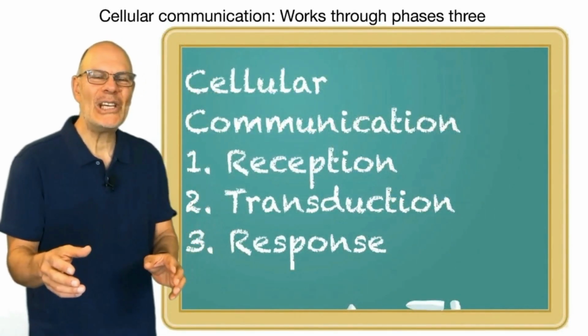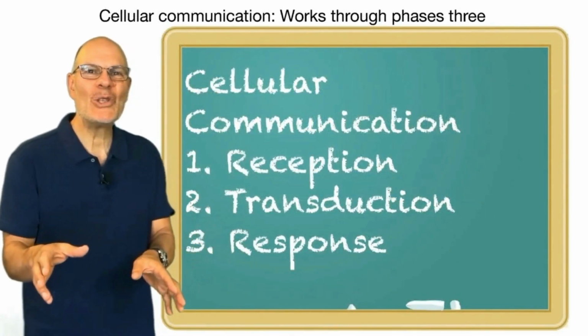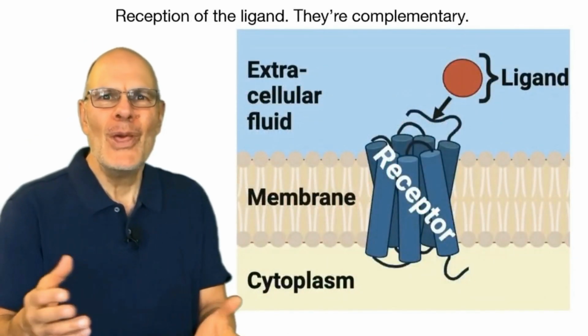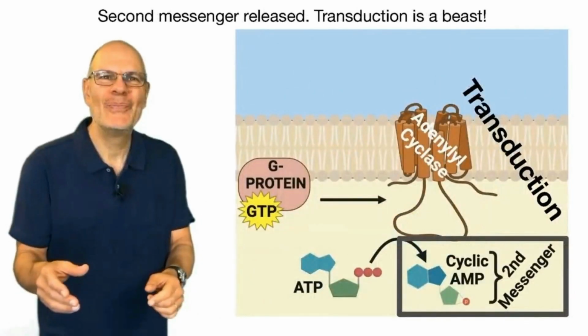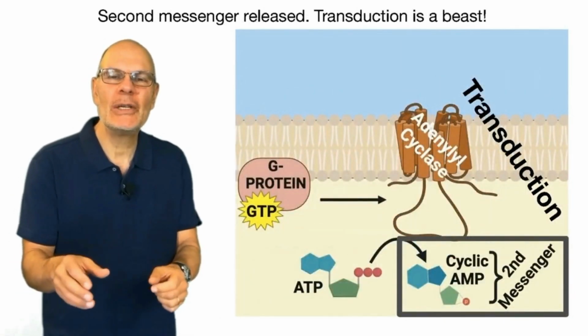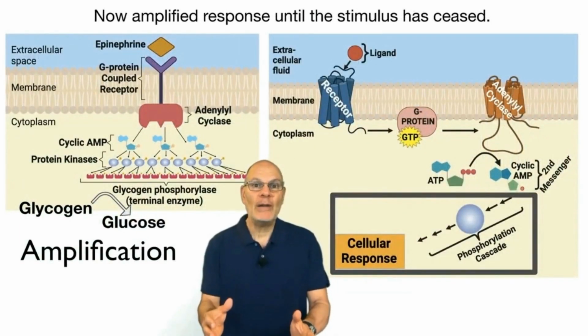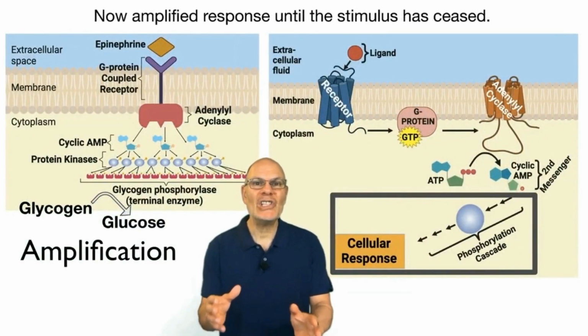Cellular communication works through 3 phases. Reception of a ligand, complementary. Second messenger released. Transduction is a beast. No amplified response until the stimulus has ceased.